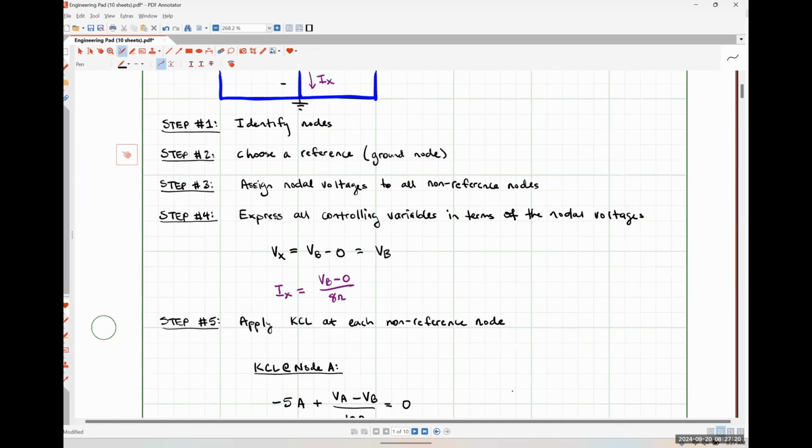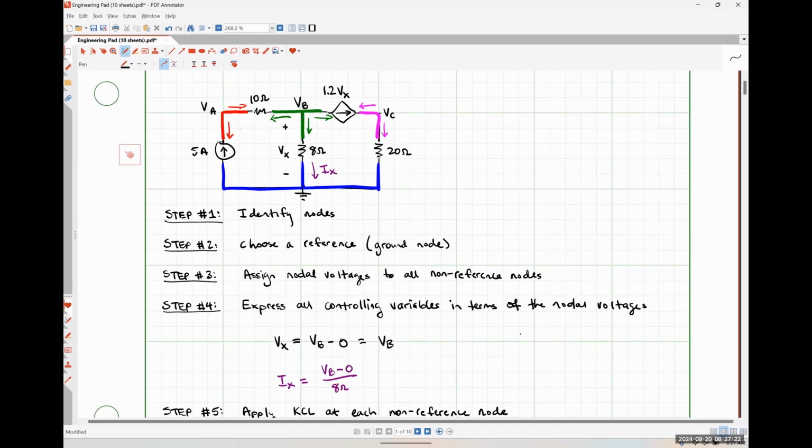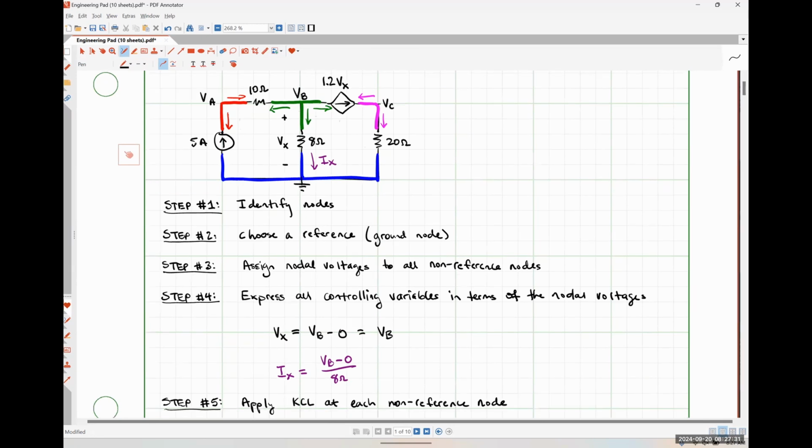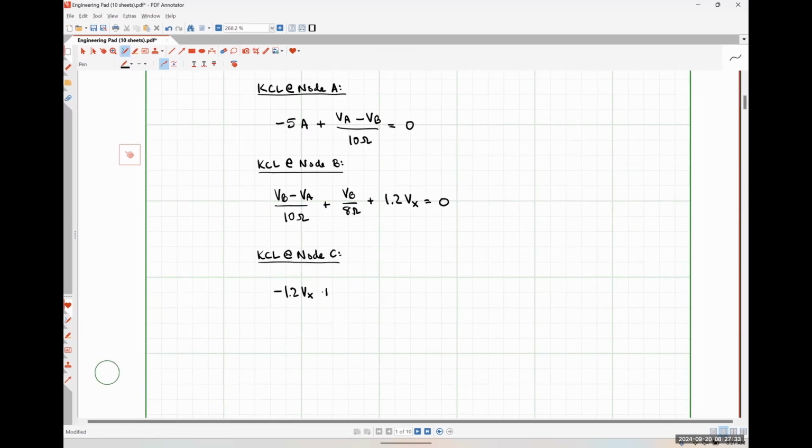What would the current flowing down through the 20 ohm resistor be? VC minus 0, so VC over 20. Set this equal to 0.